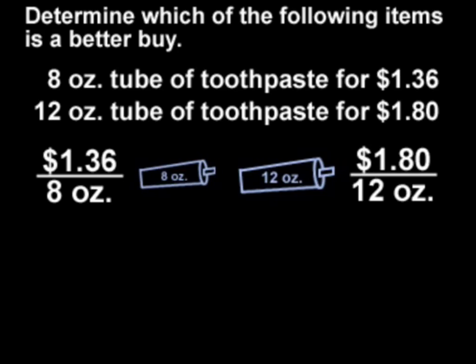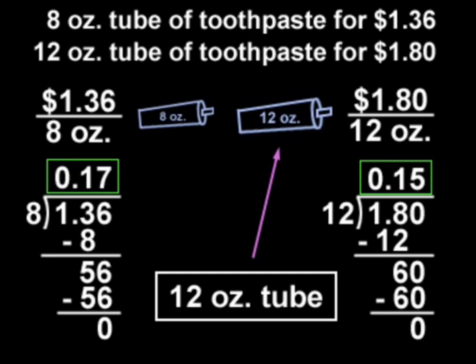We've already set this up. And here's the following work. Hopefully you guys are getting good practice with your decimals. So the 12-ounce tube is less money. This was the red, and this is the yellow. So the 12-ounce tube is cheaper per unit.